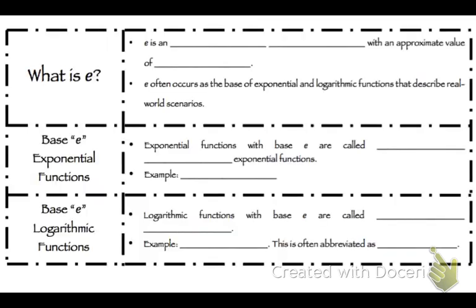Cool? All right, now, what is the base of e? E is an irrational number with an approximate value of 2.71828. It occurs in exponential and logarithmic functions that describe real-world scenarios.